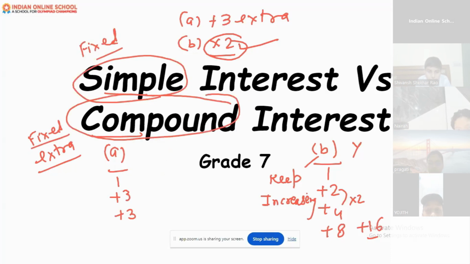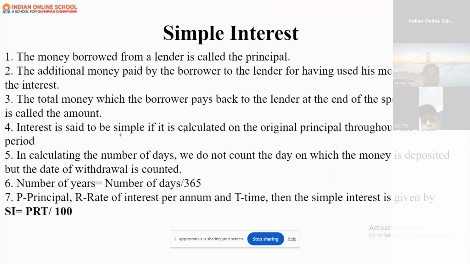Okay, so let's go further. Now, I would like to request Shravan, is Shravan there? Bhavesh, can you read these points for us?